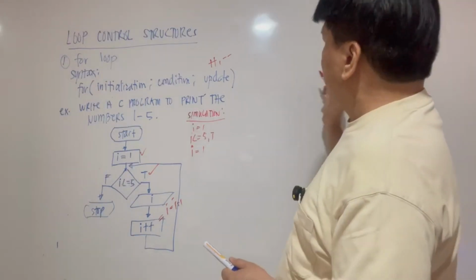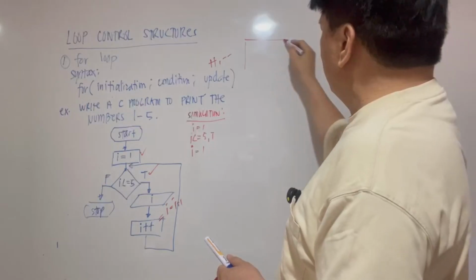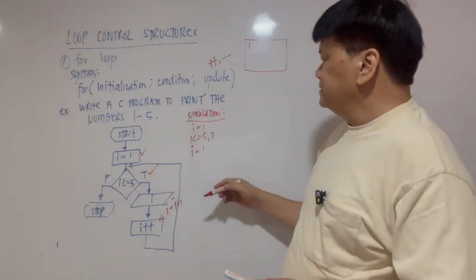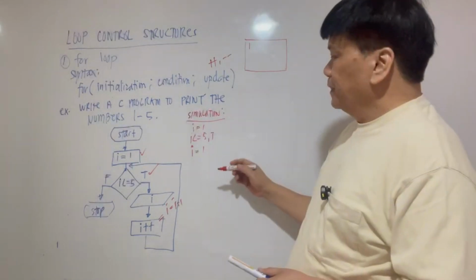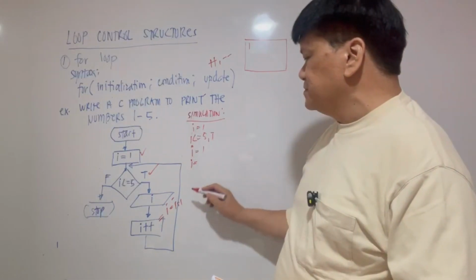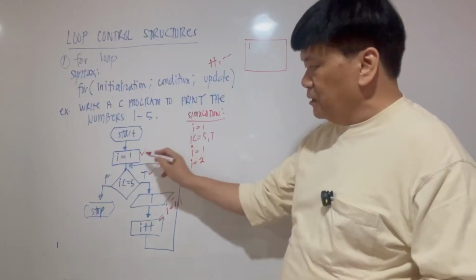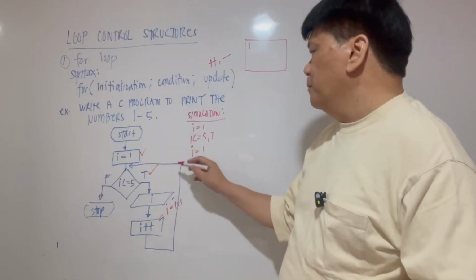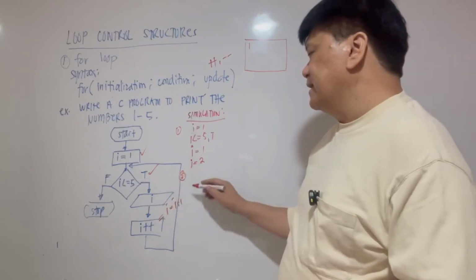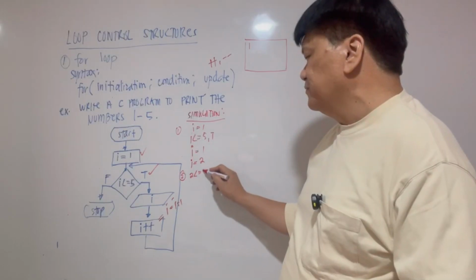So for example, let's have a box here. We have now output the value of 1. Next, increment: I now becomes 2. 1 plus 1, so you have 2. Then loop, then go back. We'll go to the decision again. What is the value of I? 2. Is it less than or equal to 5?